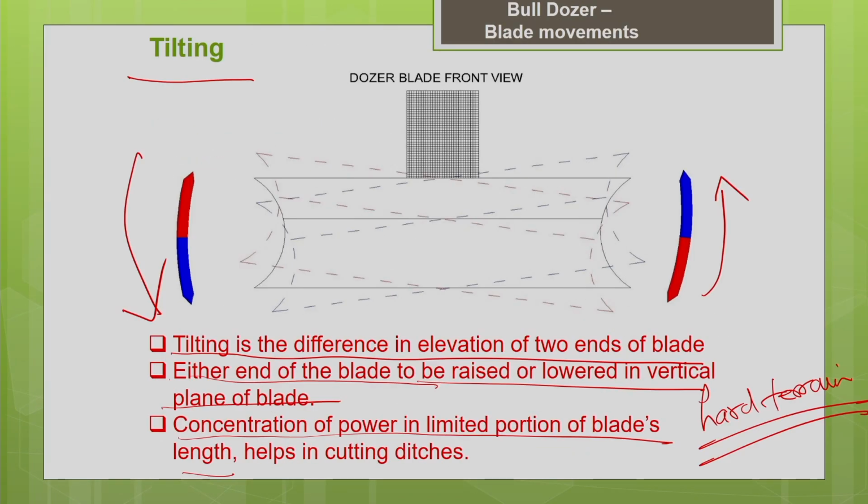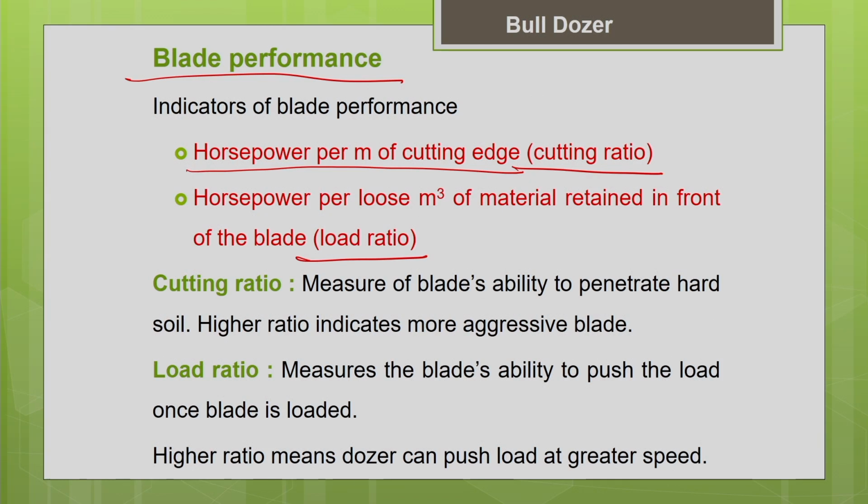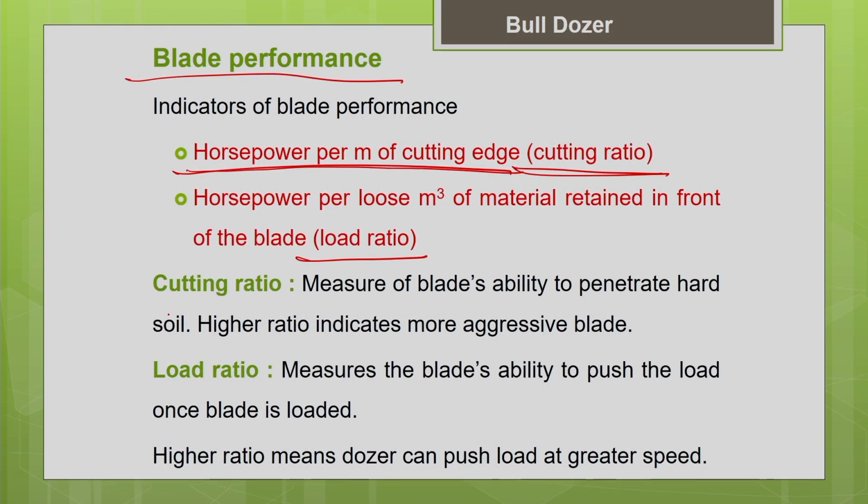So we were discussing the cutting ratio. Cutting ratio is nothing but horsepower per meter of the cutting edge of the blade. That means it depends upon the concentration of power in the cutting edge. If the blades are smaller in dimension, then more horsepower concentration will be there in the smaller blade portion. So those blades will be very aggressive, and they can easily cut the earth and move the earth.